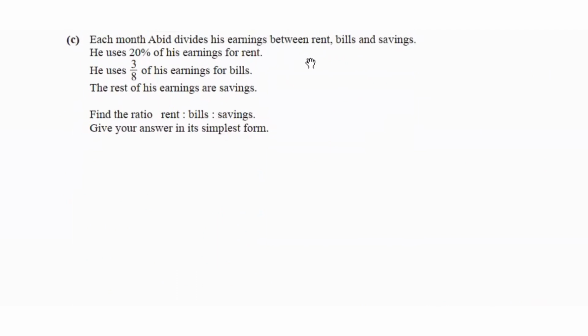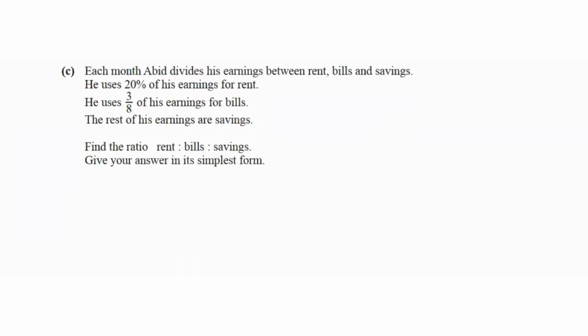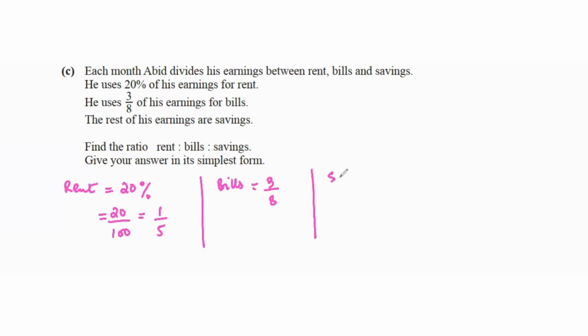Each month, he divides his earning between rent, bills, and savings. He uses 20% of his earnings for rent, 3/8 of his earnings for bills, and the rest of his earnings are savings. So find the ratio of rent to bills to savings in its simplest form. Let's write rent, which is 20%. I'm going to convert the percentage into fractions. So 20 over 100 can be simplified to 1 over 5. Then we have bills, which is already given as a fraction, 3/8. And then we have savings, which will be found by subtracting both the fractions from 1.